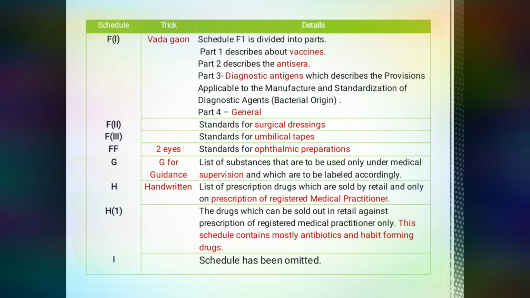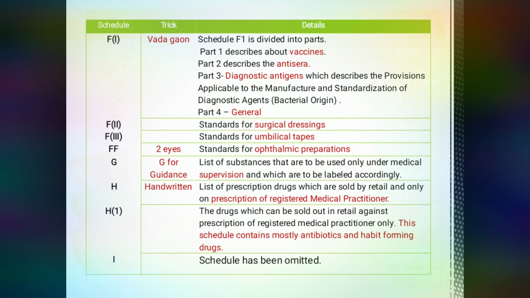Then the next one is Schedule F2. Schedule F2 is for standards for surgical dressing. Schedule F3 is about standards for umbilical tapes. Then comes double F. Double F states standard for ophthalmic preparations. You can remember this like double F, we have two eyes, right? FF, that is 2F, indicating your two eyes.